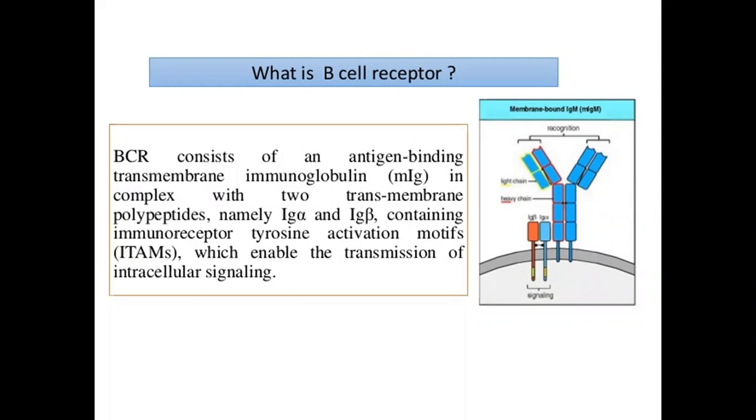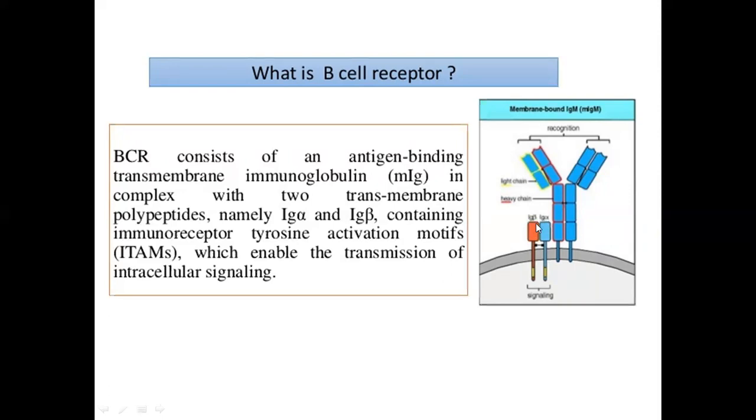So what is the B cell receptor? The BCR consists of an antigen binding transmembrane immunoglobulin, known as mIg, a membrane-bound immunoglobulin. This is in complex with two transmembrane polypeptides, namely Ig alpha and Ig beta.